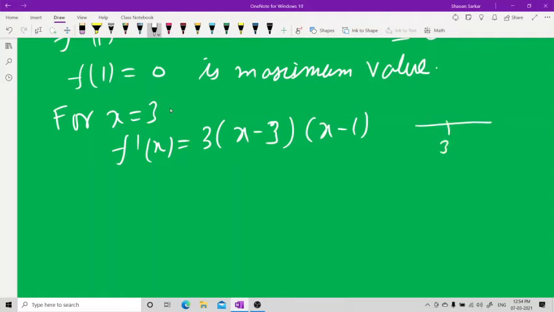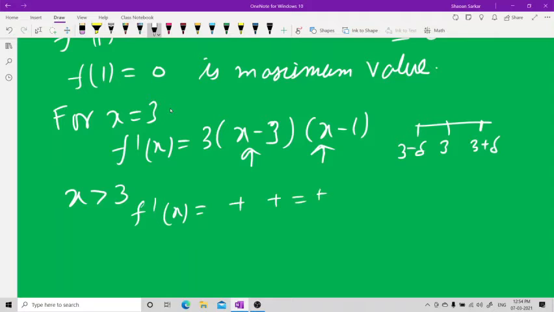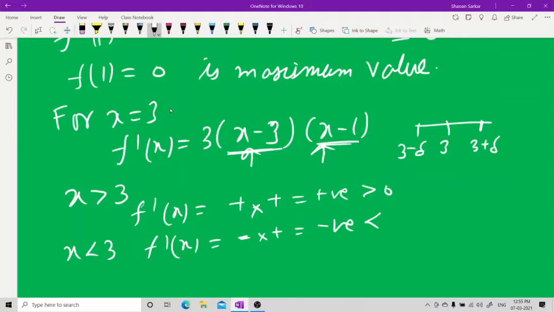Now let us say this point is 3 plus delta, and this point is 3 minus delta. For x greater than 3, this quantity is positive, and this quantity is also positive, so f dash x is positive, greater than 0. For x less than 3, this quantity is negative and this is positive, so f dash x is negative, less than 0. So f dash x changes sign from plus to minus.